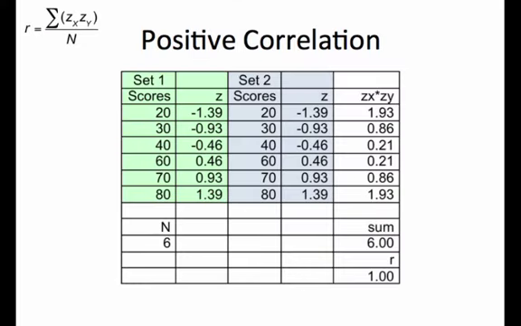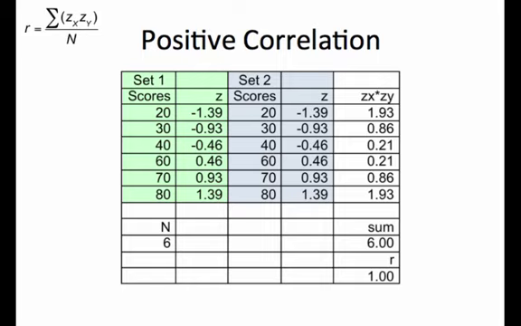Let's consider this example that was actually done in Excel. You can see I have two sets of scores, one in green and one in light blue, and I show the raw scores and the z-scores for each set of scores. Now notice that the scores are exactly the same in both sets. This guarantees you're going to have a perfect positive correlation of 1.00. I'm only doing this to illustrate the computational principles that are going on here.